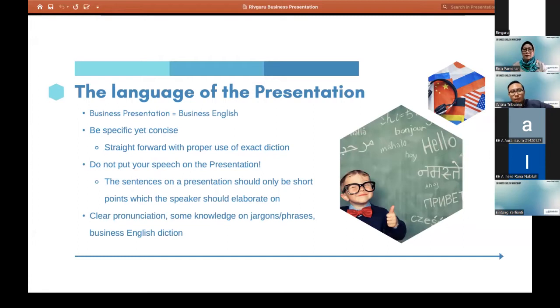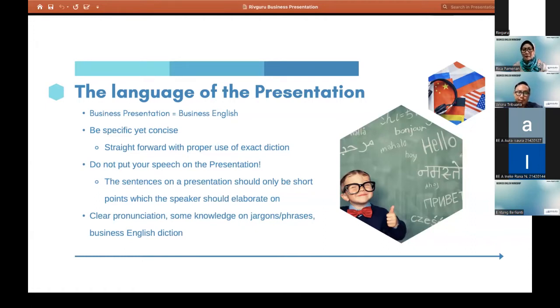Okay. The next thing is the language of the presentation. Very simple. Business presentation is business English. I like to define business English as the art of persuasion. Because in business English, you have to be polite, you have to be convincing, exact, specific. So in business, it's always a constant persuasion, yeah? So business English, maybe you can consider it as the art of persuasion as well.